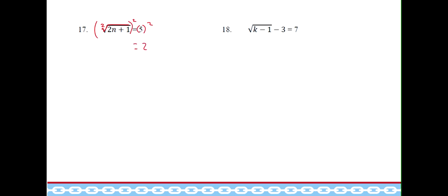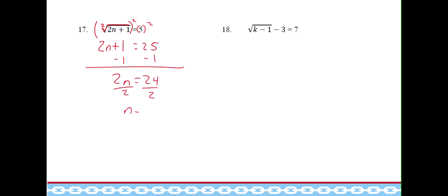So 5 squared is 25. And then the 2n plus 1 is just going to move down. Then I can just do all my regular algebra here to work to get n by itself. And finish out dividing both sides by 2. I get n equals 12.